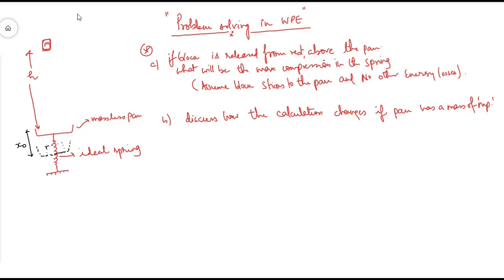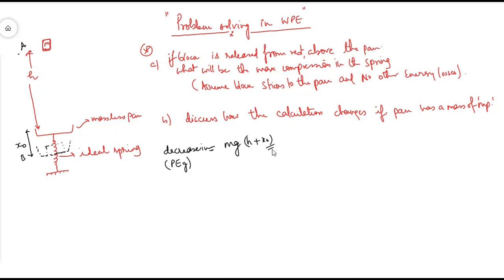This block comes from this point to this point, so the total change in height of the block is h plus x naught. That's equivalent to saying the decrease in gravitational potential energy of the block going from point A to point B of maximum compression is m g times (h plus x naught). This is the decrease in gravitational PE of the system. Because the pan is massless, we are not going to consider the decrease in gravitational PE of the pan.